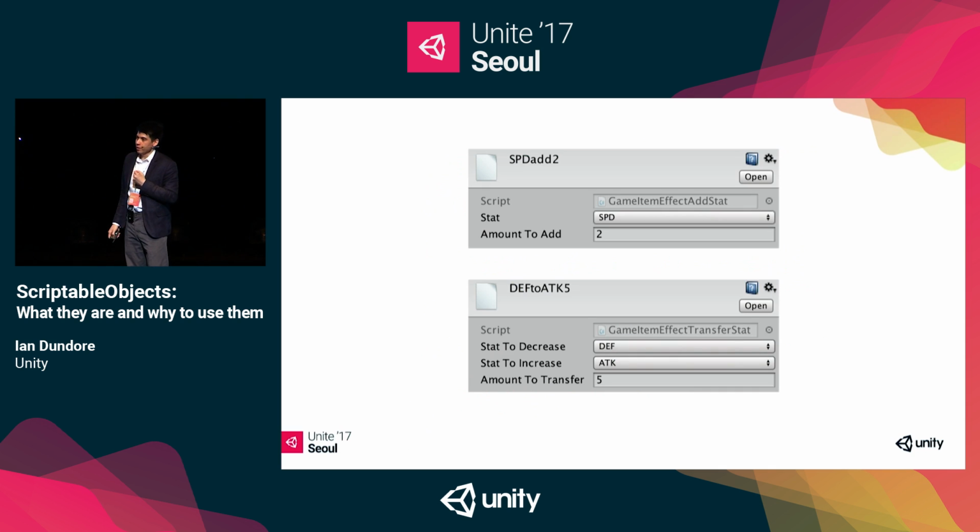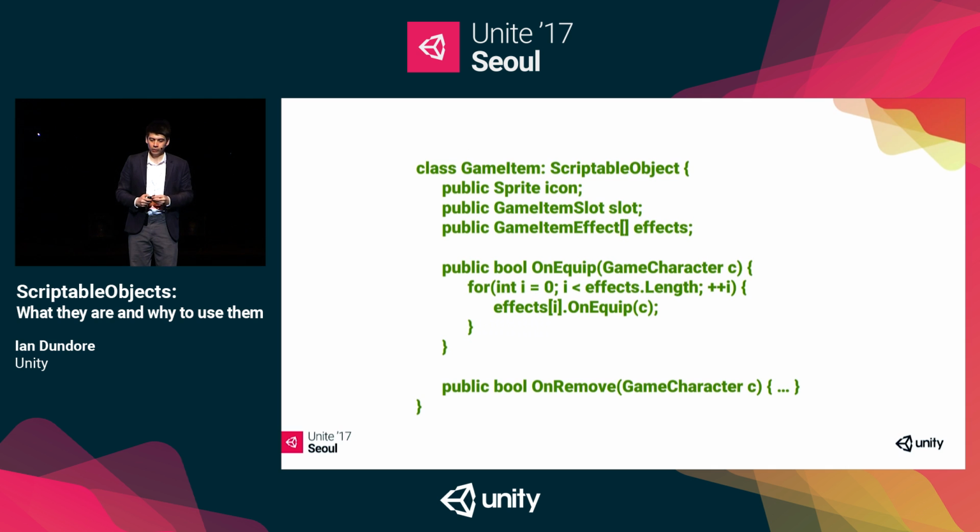Now, with the help of the Create Asset Menu attribute, it is easy to make instances of these two game item effects. Here's the two we're going to assign to our sword. When equipping it, our character will get a little faster, we will have less defense, and we will get stronger. What does our game item class look like now?